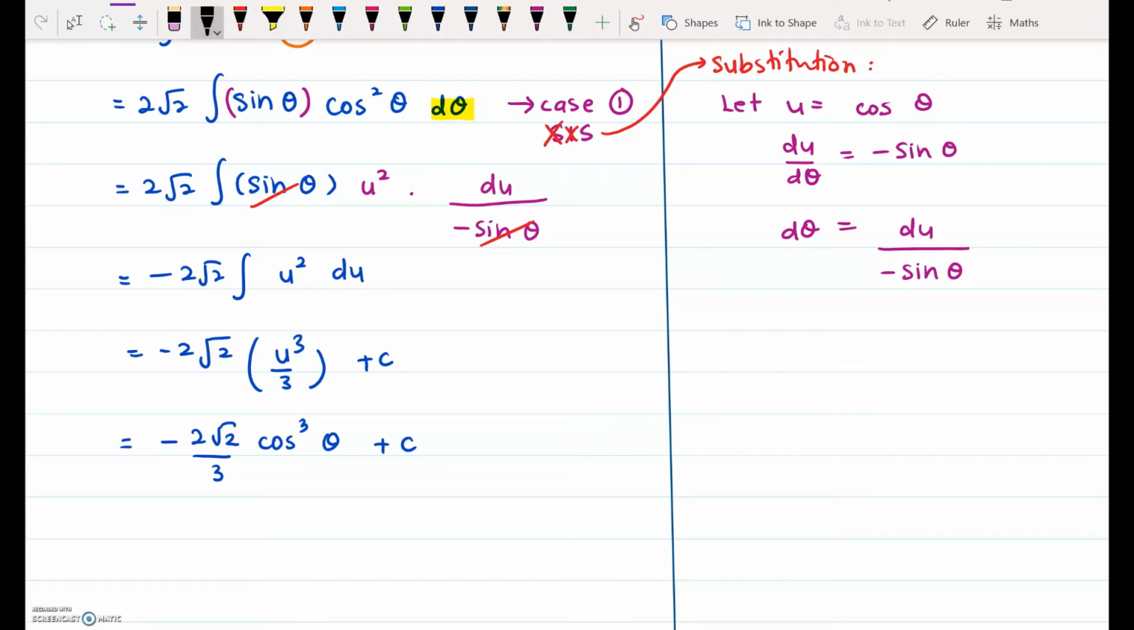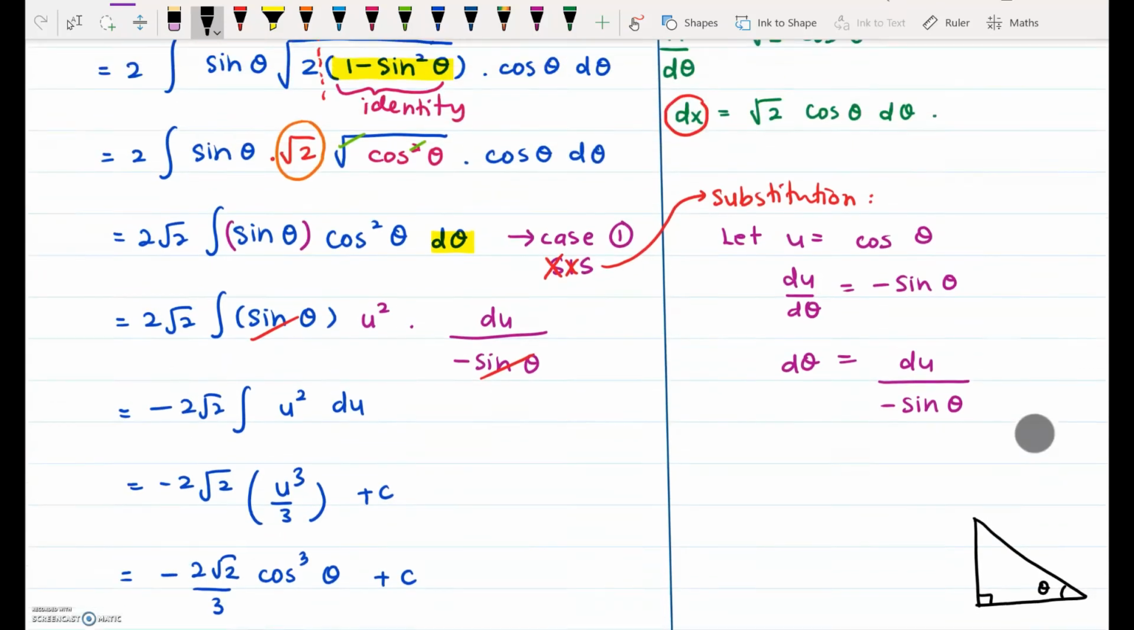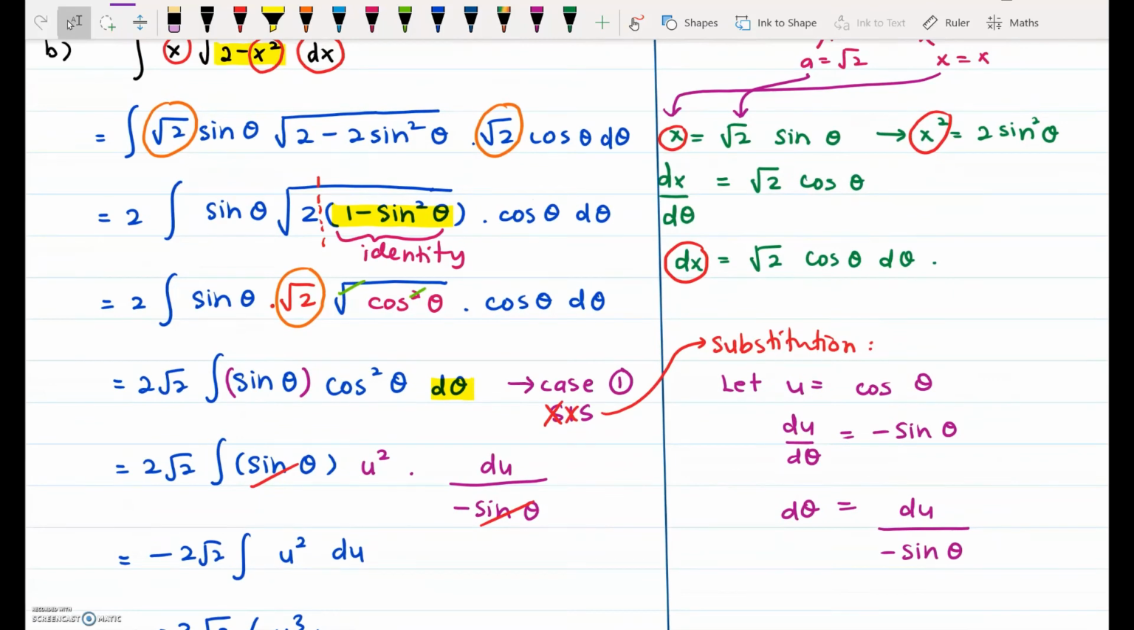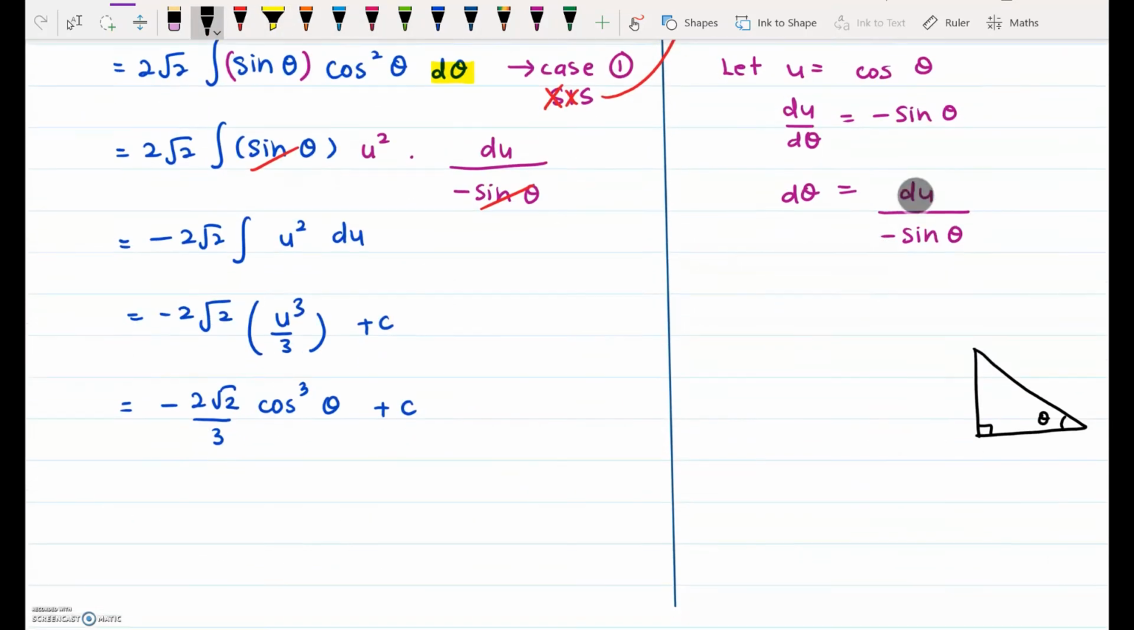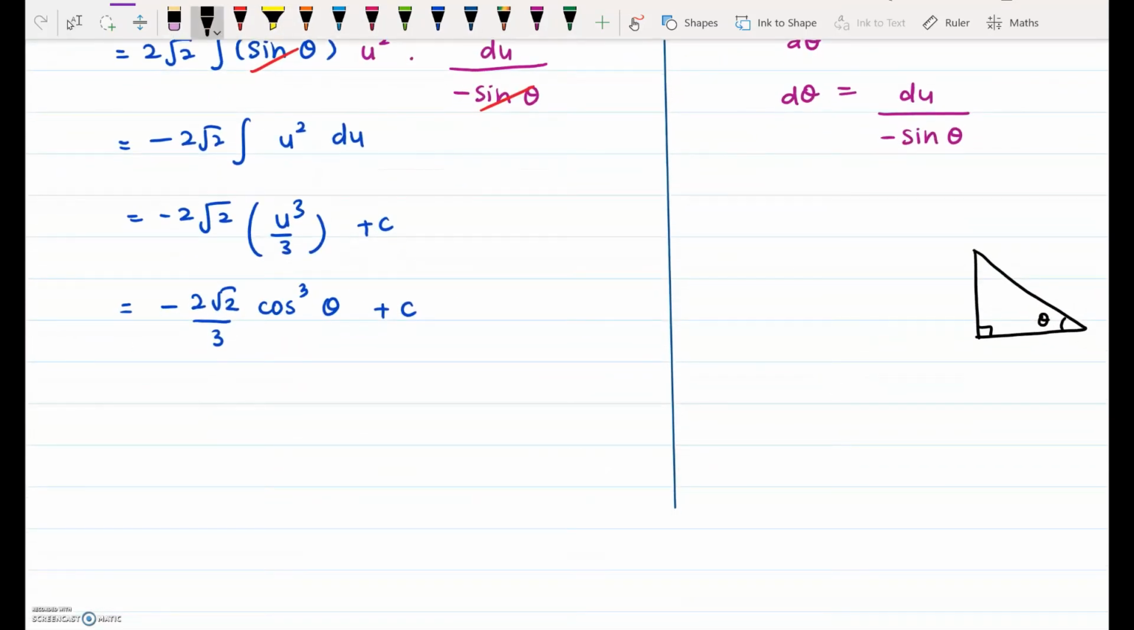Alright, so starting with the right angle triangle, let's say we have theta here. From the original, we have x equals square root of 2 sine theta, right? So now we will write your sine theta as the subject, and you will have x over square root of 2.